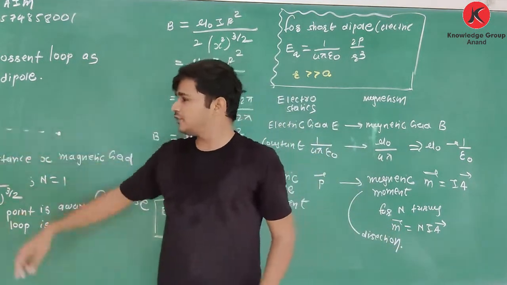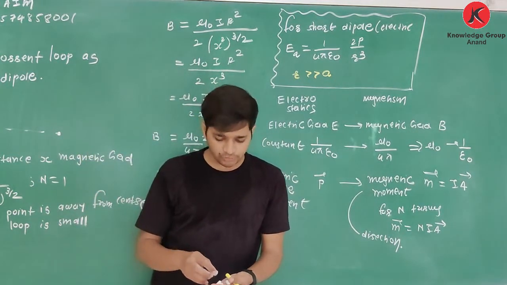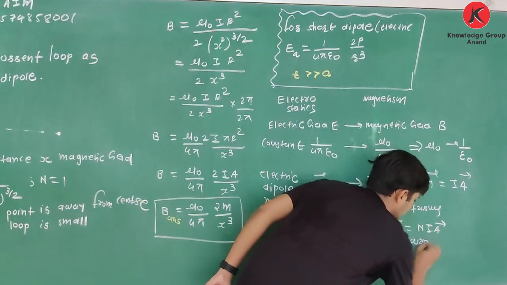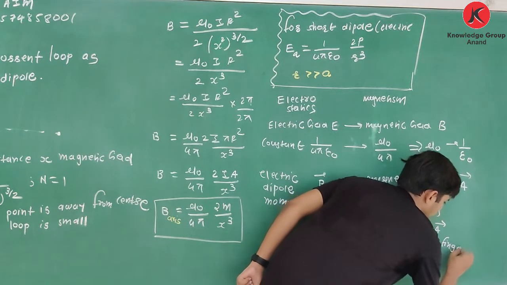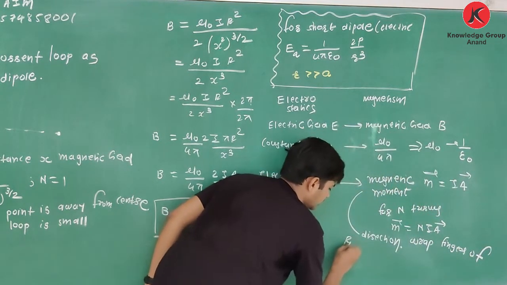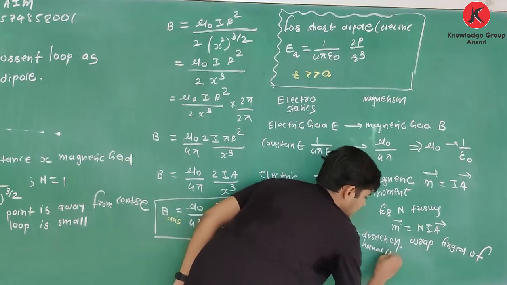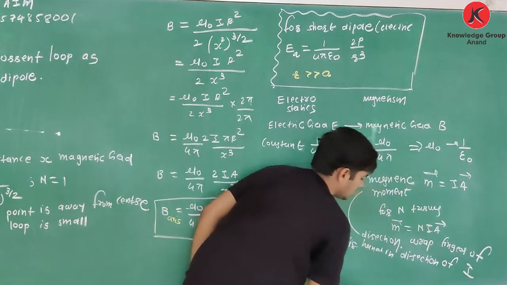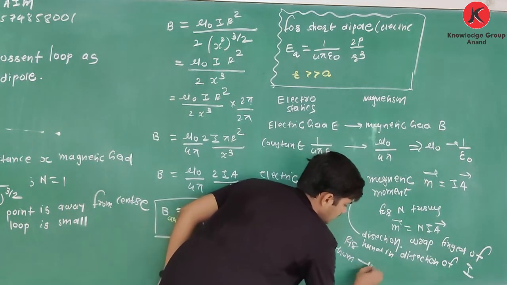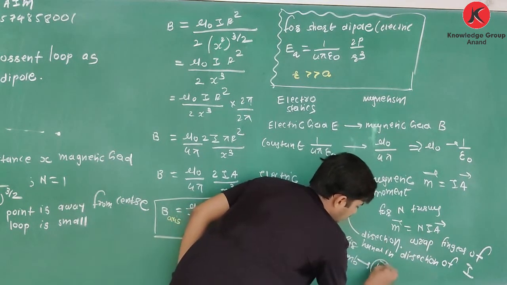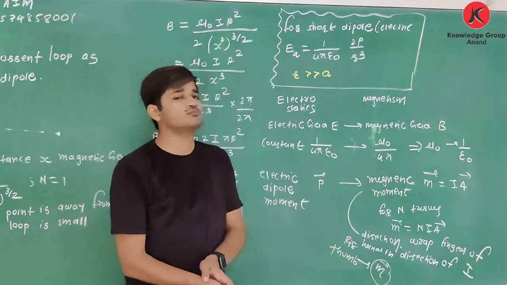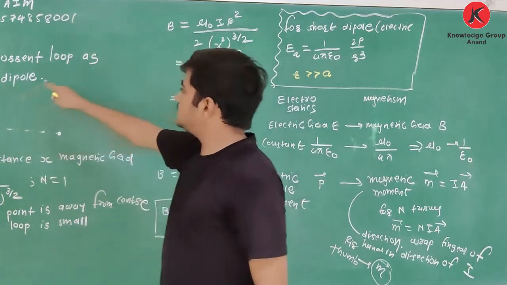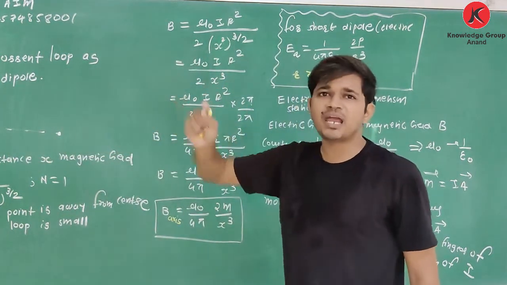See here, in this wire, wrap your fingers in the direction of current. The thumb indicates the direction of magnetic moment. Wrap the fingers of your right hand in the direction of current. The thumb gives the direction of magnetic moment. Clear about this? So it is one comparison that indicates a current carrying circular loop as a magnetic dipole.